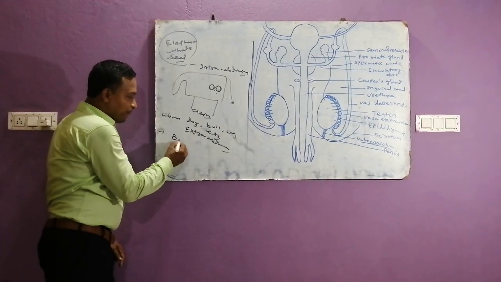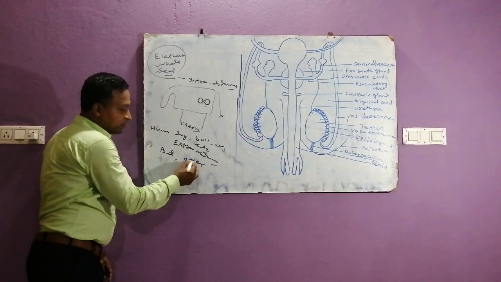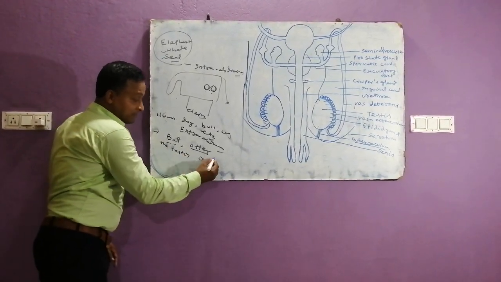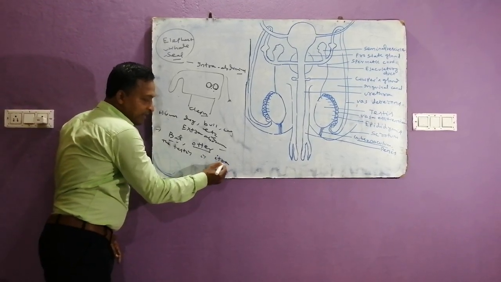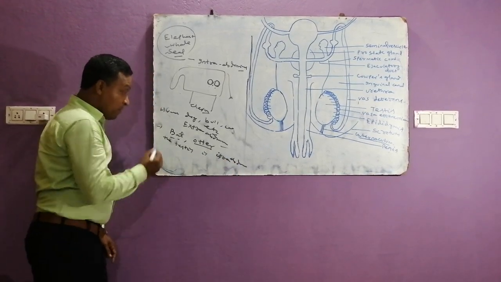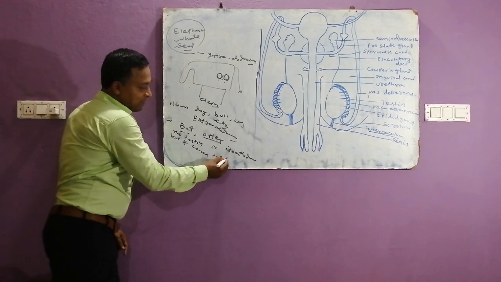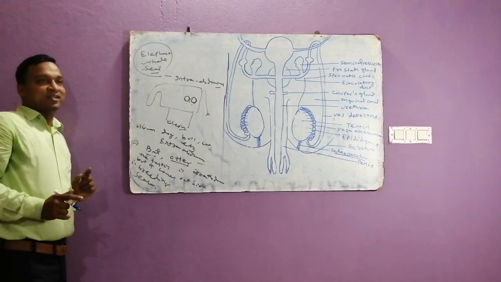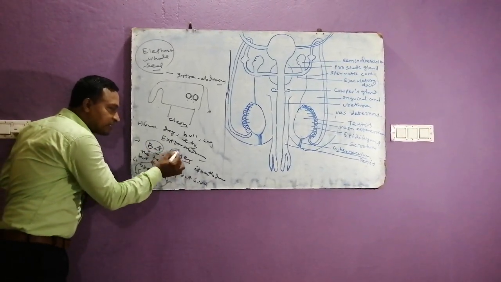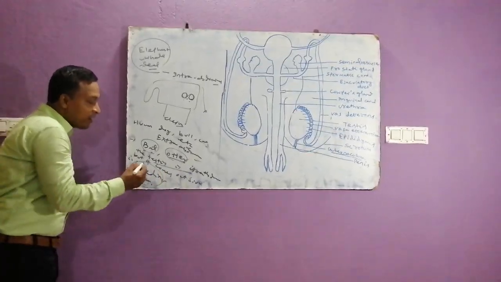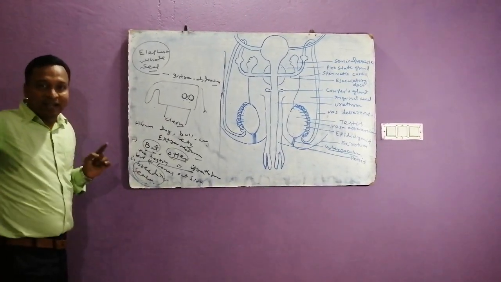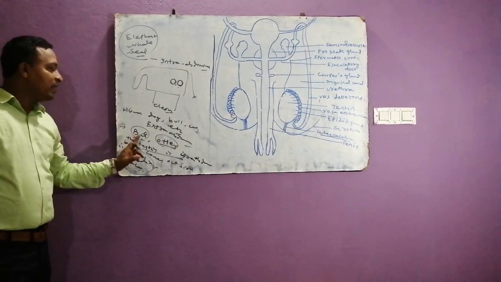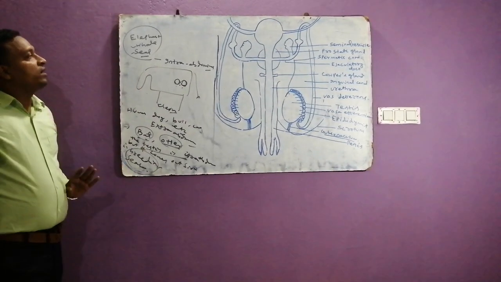Another important point: in bat and otter, the testis is intra-abdominal, but it comes outside in the breeding season. At other times the testes are intra-abdominal, but during the breeding season, the testes descend into the scrotum and come out of the abdomen. So in bat and otter, they are extra-abdominal during breeding season. These are the extra points about the testes.